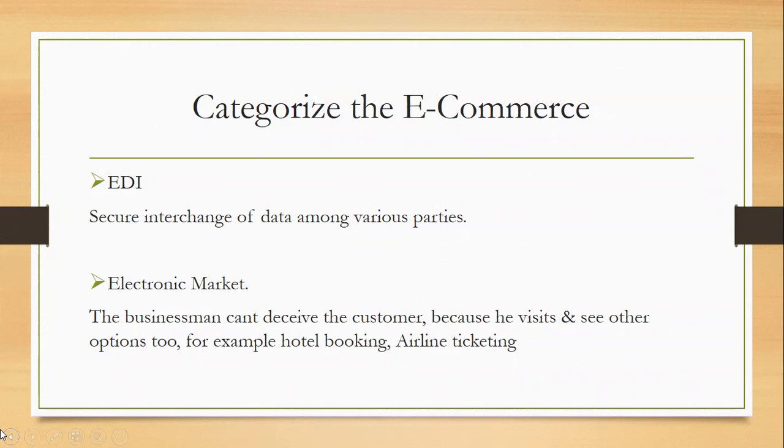Then we have the electronic market. The businessman can't deceive the customers, because the customer visits and sees other options too. For example, hotel booking and airline ticketing. If anybody wants to purchase something, then no one can deceive him if he has some credentials of using IT technology. You can understand how to make a hotel booking and what the tariffs of the ticketing on the hotels are.